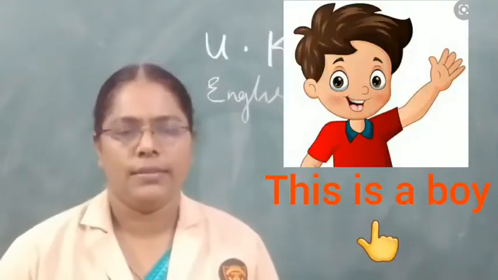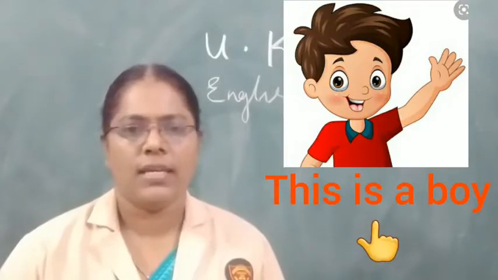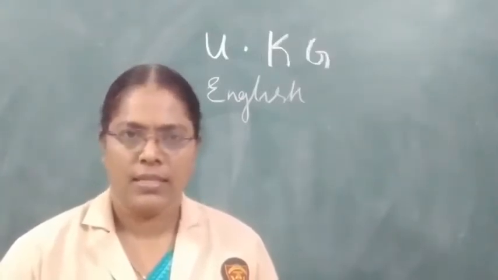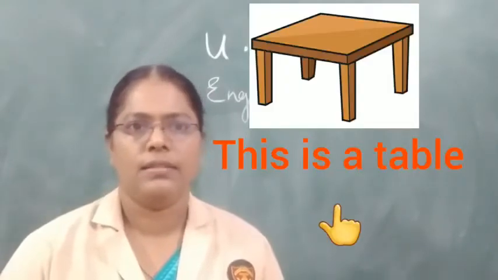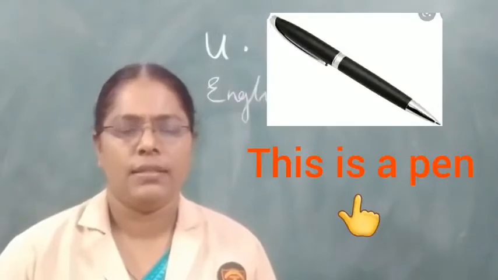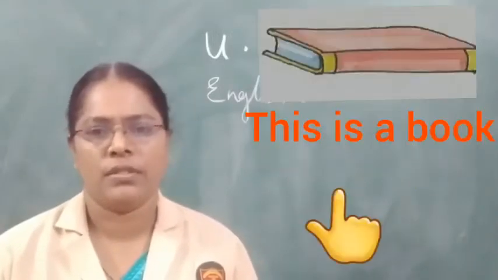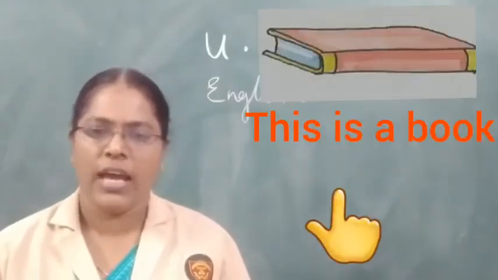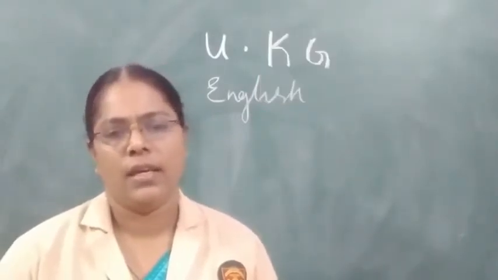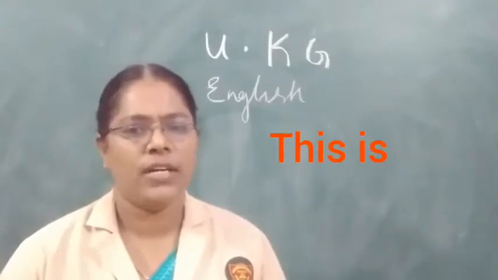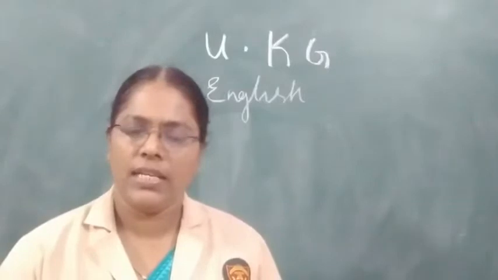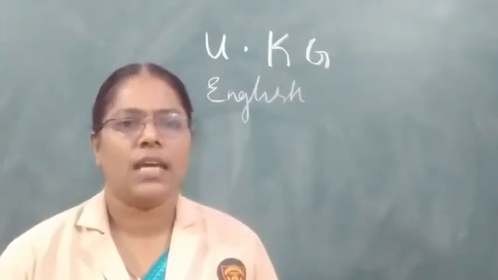This is a boy. This is a table. This is a pen. This is a book. If there is only one, we will add a. If it is near one, this is.